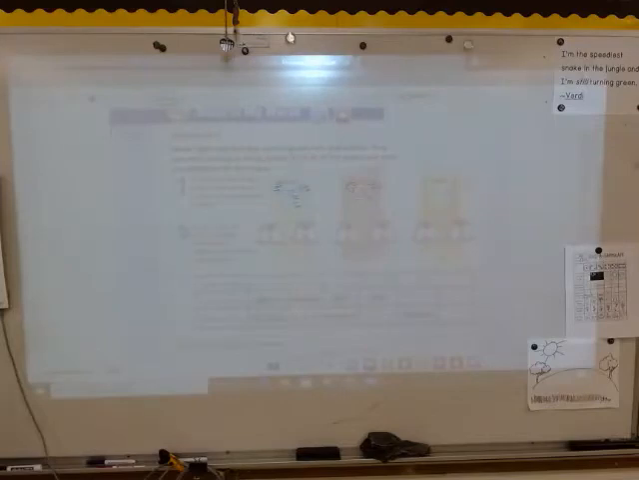Plus, yellow markers for whiteboards are really hard to see. Do they make any? They actually do, but they're just really hard to see when it's on that white.